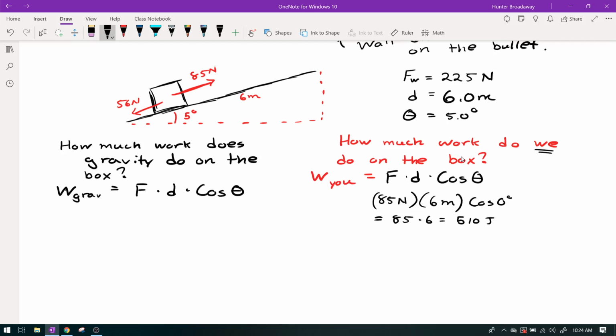I know that these aren't parallel to each other, because gravity points straight down. This would be mg. We know the weight of the object is 225 newtons. The angle is very important here. So what is our force? Our force is gravity. So what is that?